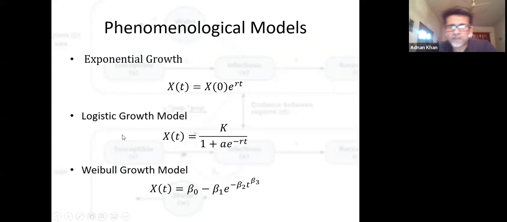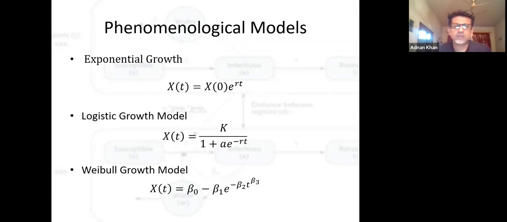People have posited, well, this epidemic is not quite growing as an exponential now, but it had an exponential phase. Now it's flattening out. That's captured by a logistic growth model. And you want to estimate parameters K and R, and so on and so forth.